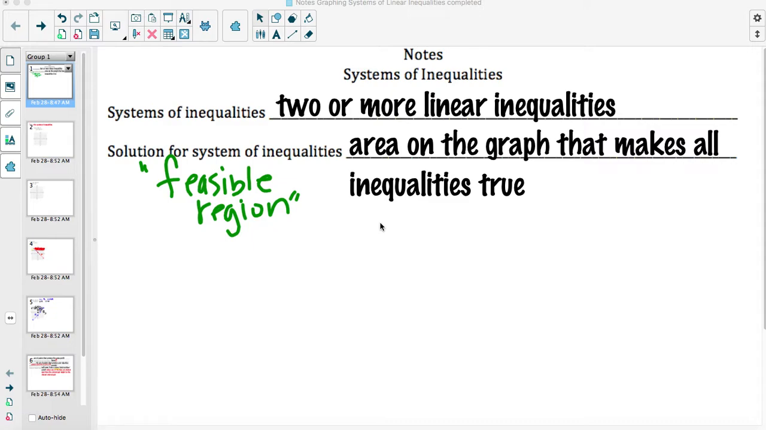A system of inequalities is two or more linear inequalities. The solution for the system of inequalities is the area on the graph that makes all inequalities true. That's also a feasible region, just like we have been doing in class so far. So go ahead and hit pause until you have this copied down, and then hit play when you're ready for example number 2.